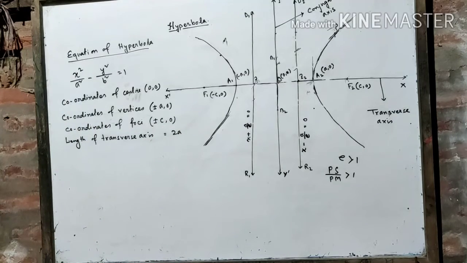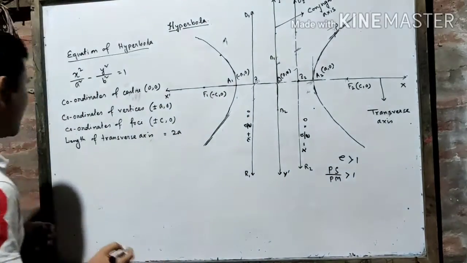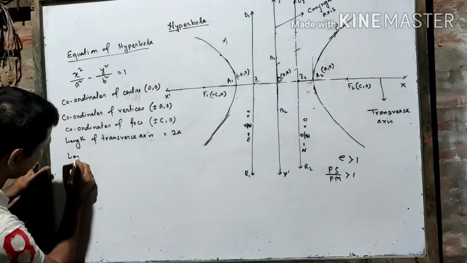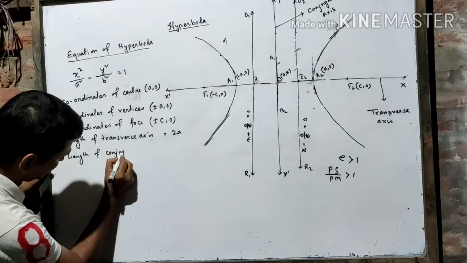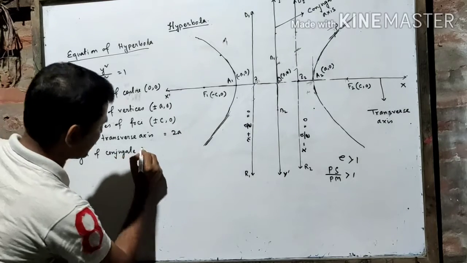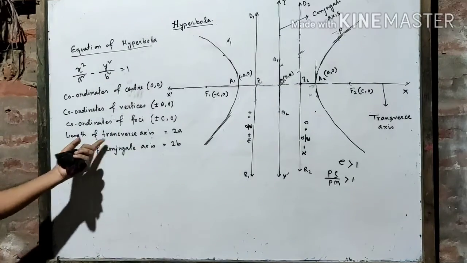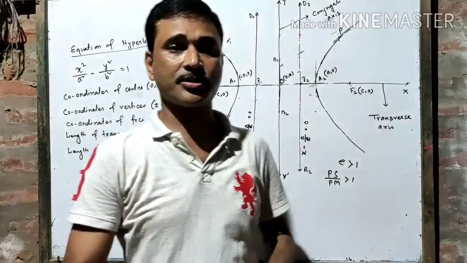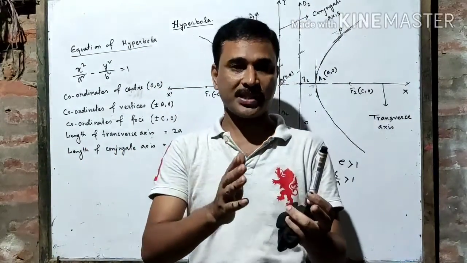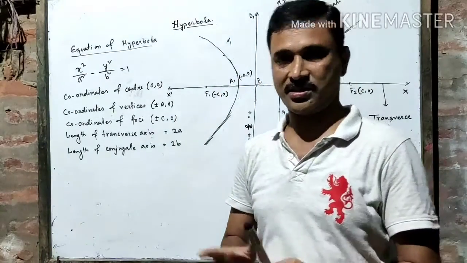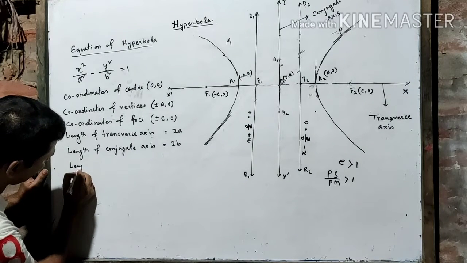What is the length of semi-transverse axis? Length of semi-transverse axis is a. Then length of conjugate axis, just like ellipse, the same information is here, is equal to twice b. In case of ellipse, twice a is the length of major axis, twice b is the length of minor axis. In case of hyperbola, twice a is the length of transverse axis, twice b is the length of conjugate axis. This is the difference.